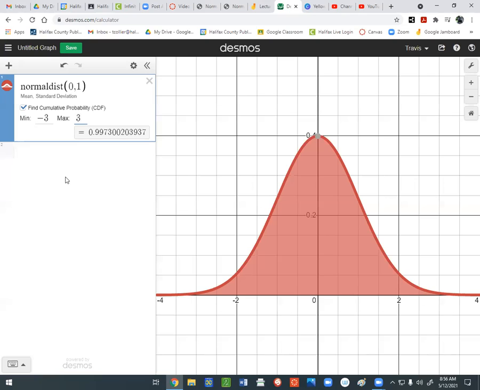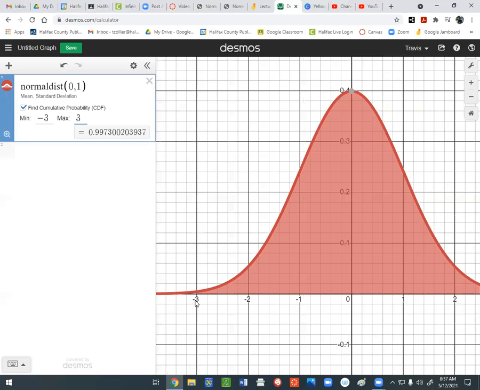So if the question asks for a decimal, that's what I'm going to write. If the question asks for a percentage, I'm going to move this decimal point to the right twice. So now I have 99.73% of all the data shaded. And it's that remaining 0.27% that is beyond the shaded region. It would be right here or right here. You just really can't see it. But if you zoom in, I bet you could see it.